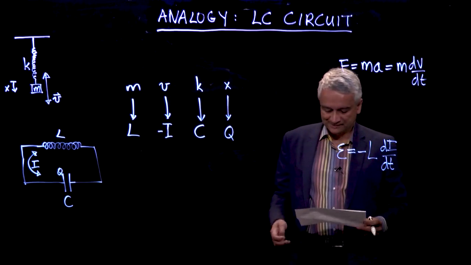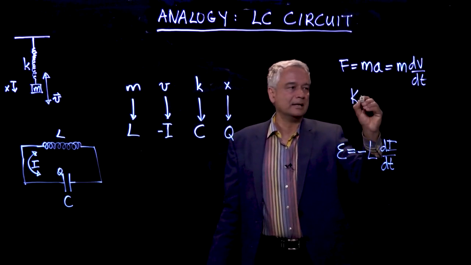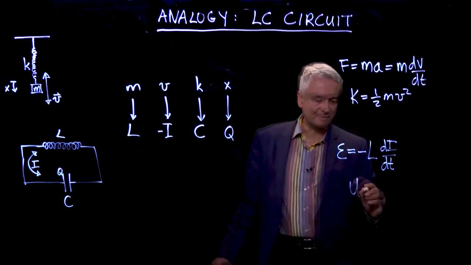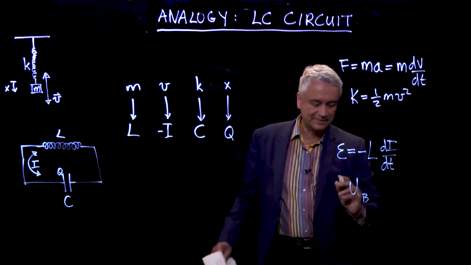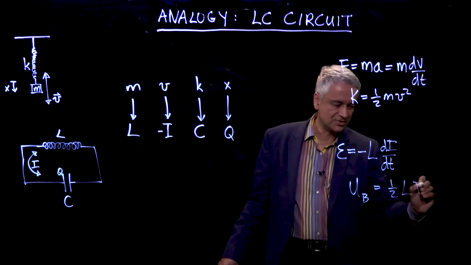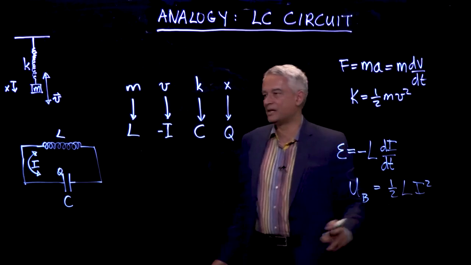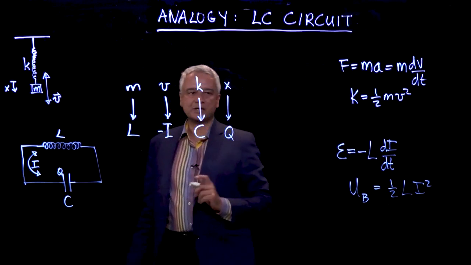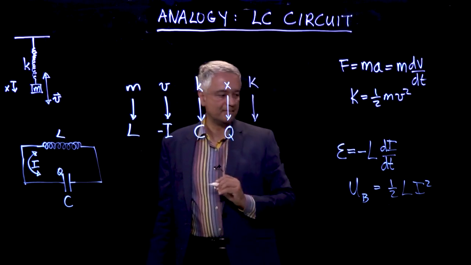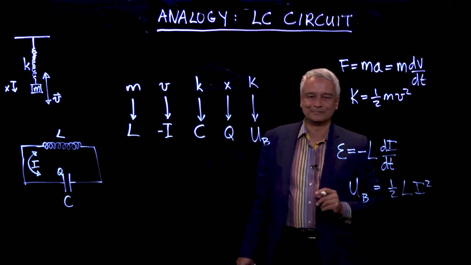And let's now look at the energy, the kinetic energy. So the kinetic energy is 1/2 mv squared. And the magnetic field energy, UB, is 1/2 Li squared. And we see that this works. So 1/2 mv squared corresponds to 1/2 Li squared with these identifications here. So my kinetic energy up here corresponds mathematically to my magnetic field energy down here.